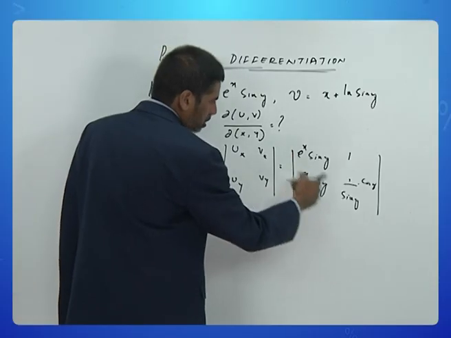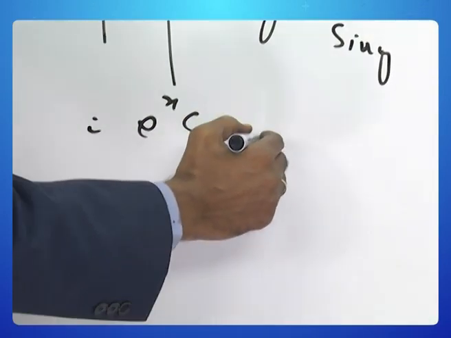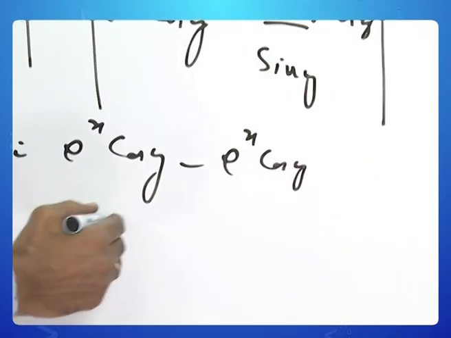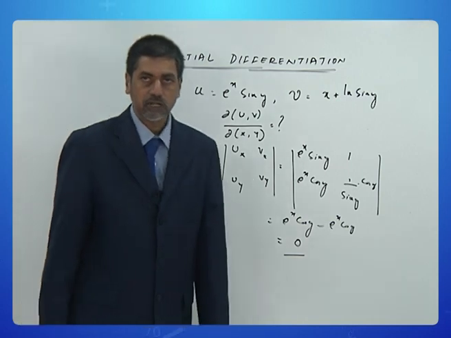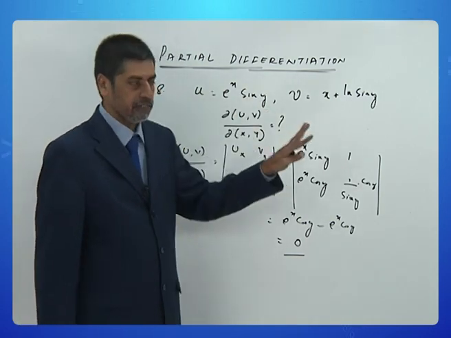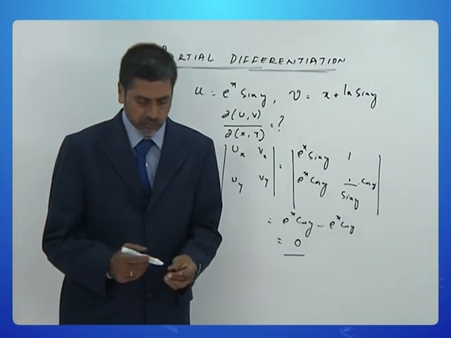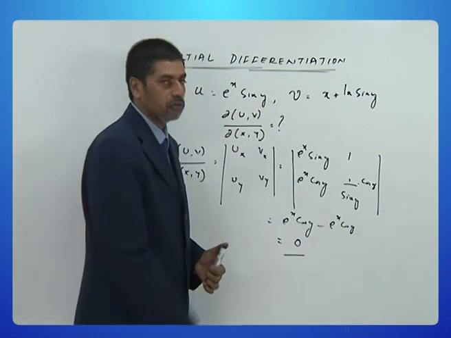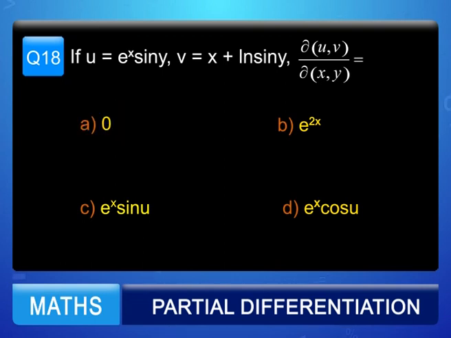So when you expand this determinant, you will get e^x cos y minus e^x cos y. So you are getting a 0 Jacobian, which means the variables u and v are functionally related. Of course, in another question, what that relationship is, for which you must know how to combine these two right hand sides in terms of u and v. And the correct option for this problem is A.